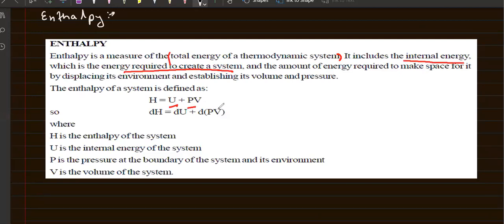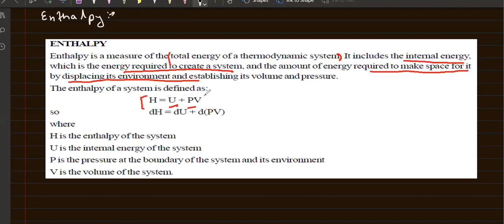And second is the amount of energy used to move or make space for this system, that is, for displacement of the system. So the second is the amount of energy required to make space for it by displacing the environment. When we talk about the environment, we can either displace pressure or volume. We can displace a system by exchanging pressure and volume. So the components of enthalpy are your internal energy U plus PV.